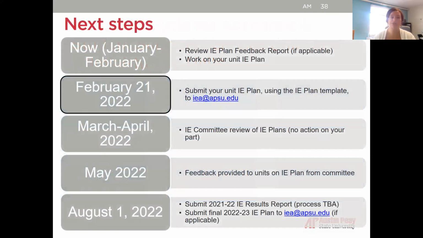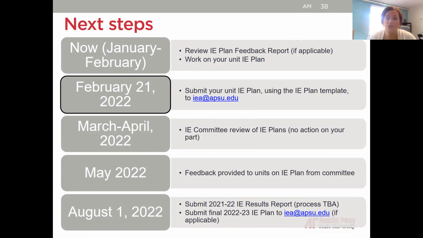So just next steps. Now you're going to get a feedback report from us from your 2020, 2021 results reports if you submitted one. You're going to work on your plan for 22, 23. You're going to submit that plan using the new form via our email address. They will review the plans on the committee. We will provide you feedback on your 22, 23 IE plan. And then you'll have time to work on that. And then in August, you'll submit your final plan as well as your results report for this year.